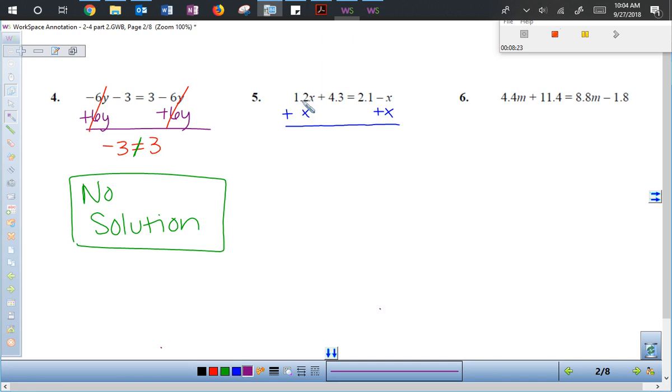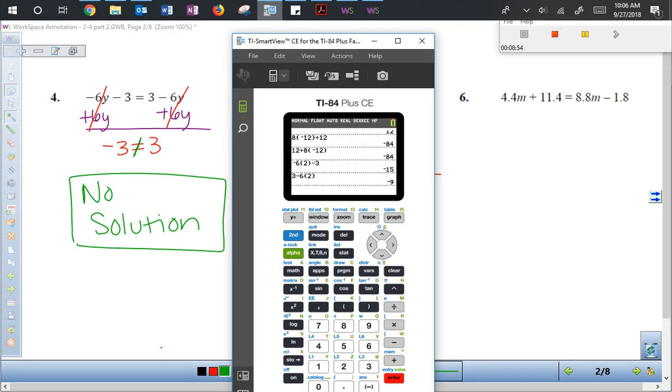So if I take 1.2x and add it to 1x, that's going to give me 2.2x. If you need to use your calculator for that, that's completely okay. Plus 4.3 equals 2.1, because these will cancel out. Next, I want to get this constant over to this side, so I'm going to subtract 4.3 from each side. On the left side, it'll cancel out and leave me with 2.2x equals, on the right side, 2.1 minus 4.3. I'm not that good at decimals in my head, so I'm going to do that in my calculator. 2.1 minus 4.3 is going to give me negative 2.2.